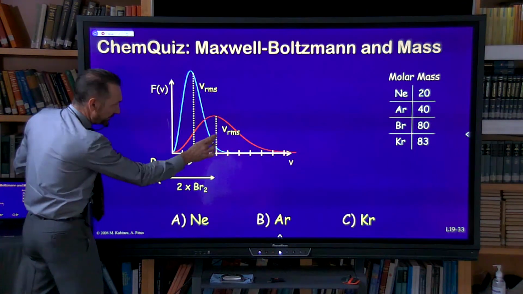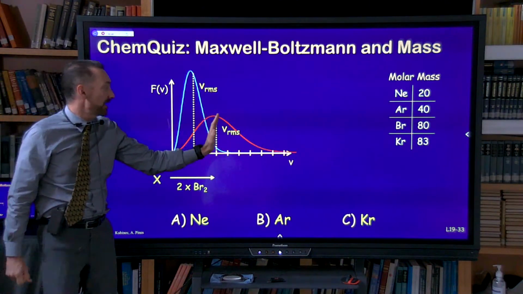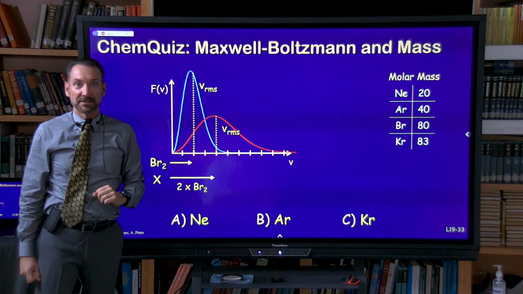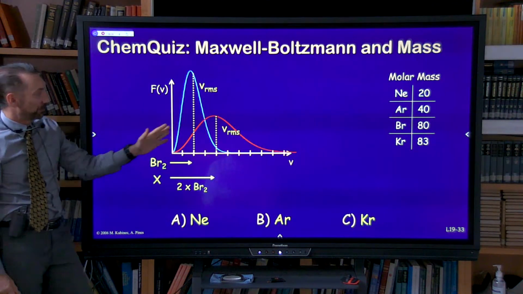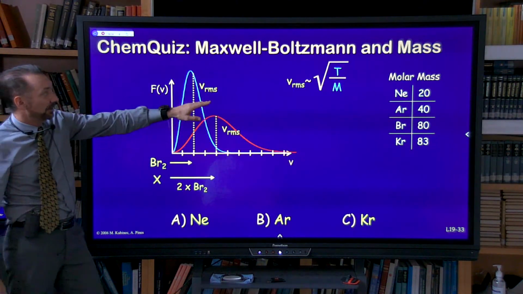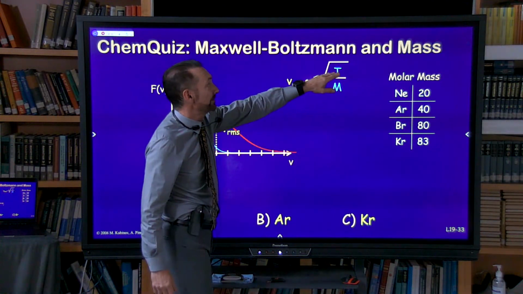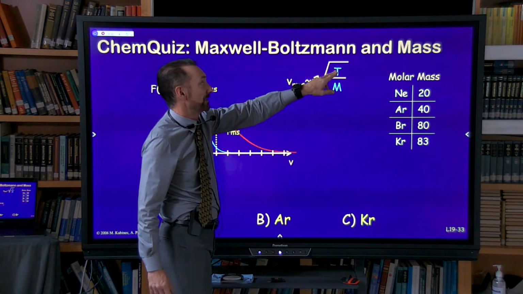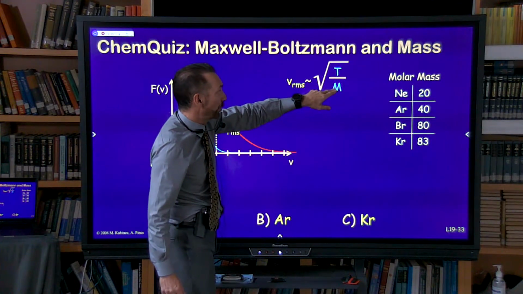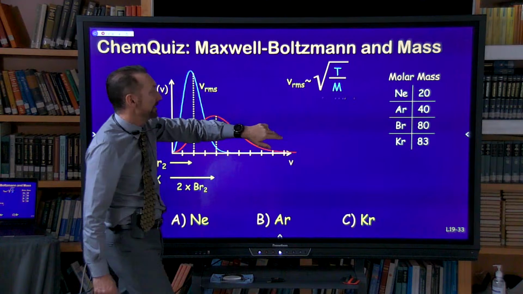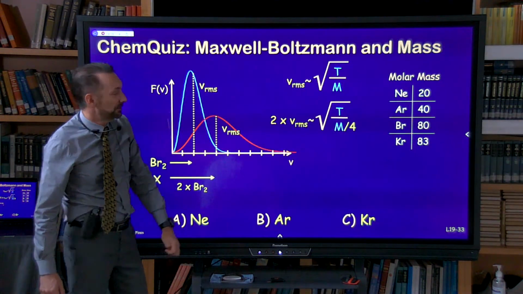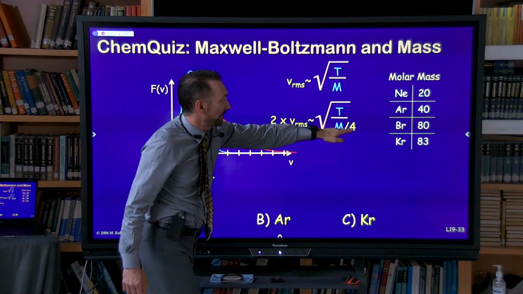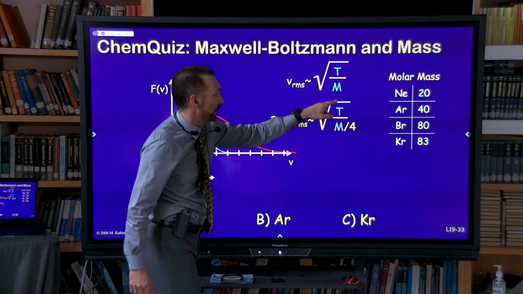So this thing, X, has twice the root mean squared velocity as bromine at the same temperature. So if they're both at 300 K, the RMS velocity goes as the square root of temperature, which is going to be the same. The mass, so what do we have to change? By what factor do we have to change the molar mass to get a factor of 2 in the RMS speed? Well, we have to have a factor of 4 in there because of this square root.